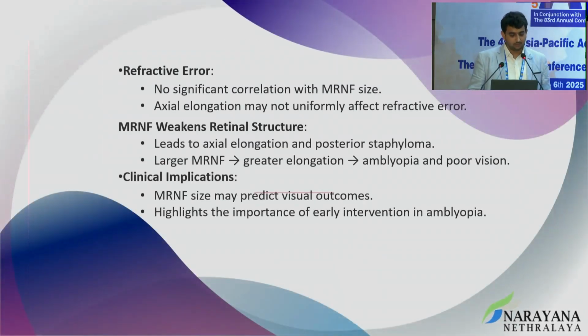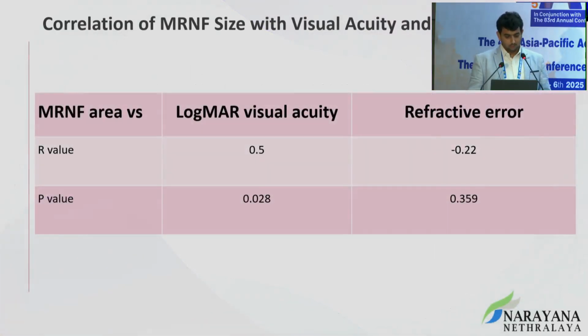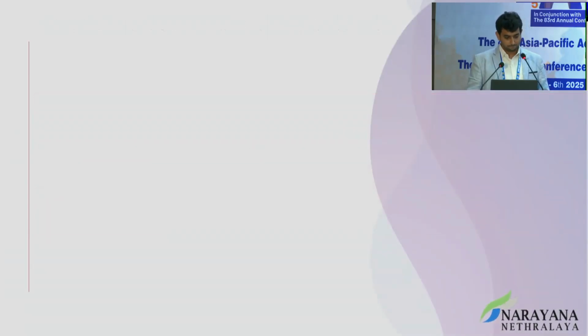There was no significant correlation noted with MRNF size. Axial elongation may not uniformly affect the refractive error. MRNF weakens retinal structure, as the larger MRNF can lead to greater elongation and amblyopia and poor vision. This was a chart which showed the correlation of the MRNF with visual acuity and the refractive error, where the refractive error was not significant with the MRNF size.